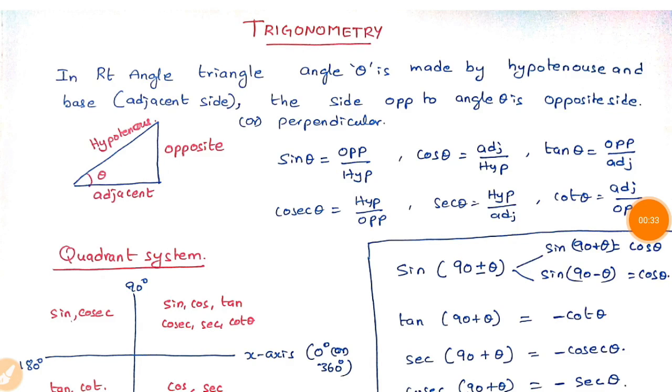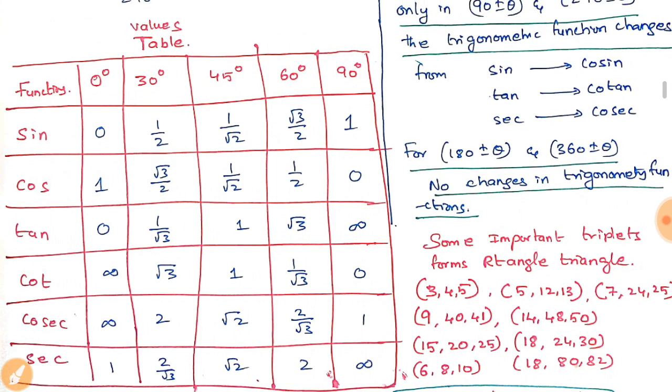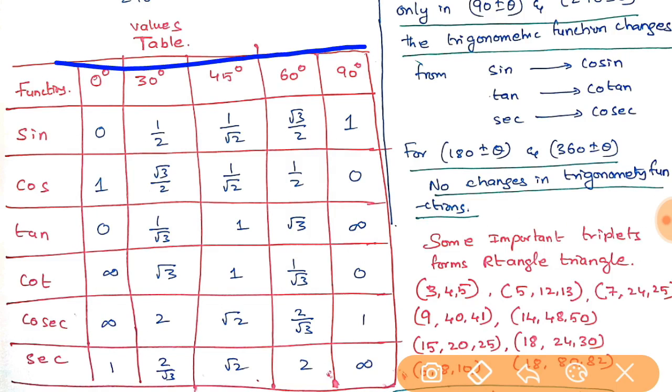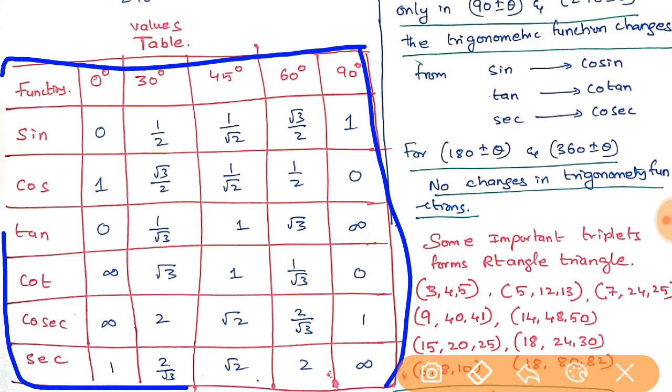On page number 12 of this PDF, you can see the trigonometric concepts given right from the basic level. For this class, this value table is very much important. See here, for sin 0 we are getting 0, friends. For sin 90 we are getting 1.